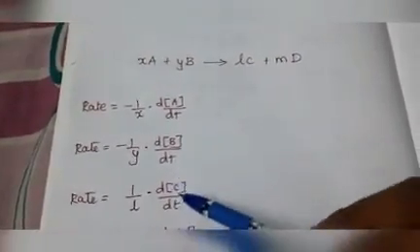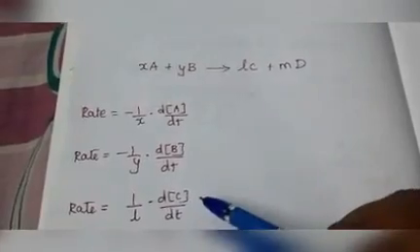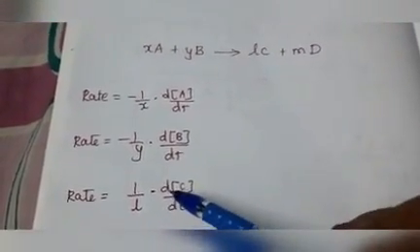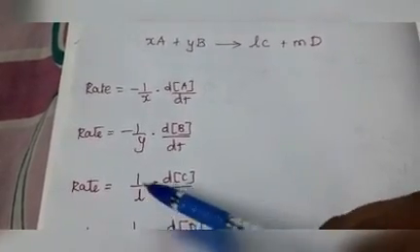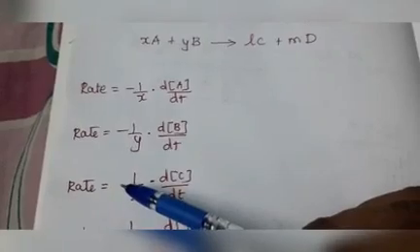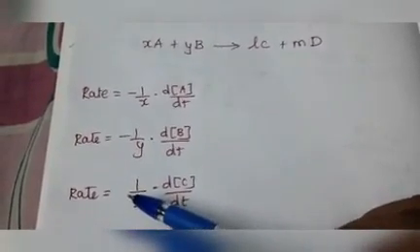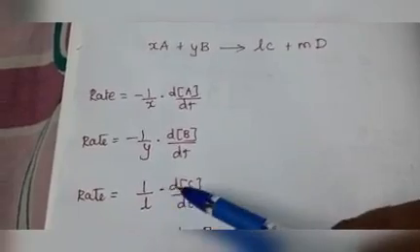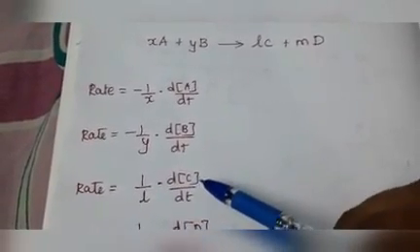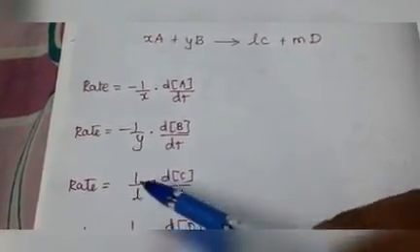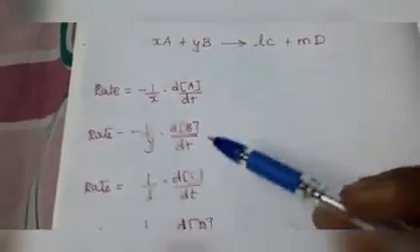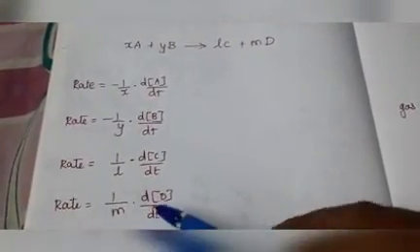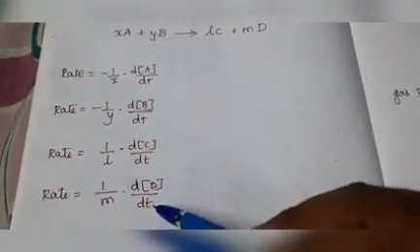Next, rate in terms of product C: change in concentration of the product C divided by time taken, the same thing. Here no minus sign is given, positive is present, which indicates that as the reaction proceeds the concentration of C increases, so that is given by the positive symbol, and the reciprocal of l is given. Like that, rate is equal to 1 by m times the change in concentration of D divided by dt.